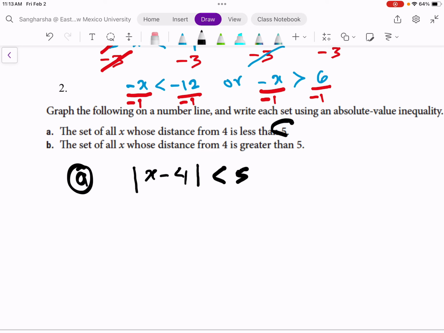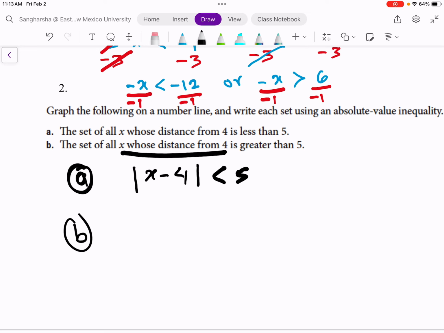So the set of all x whose distance from 4 is less than 5 is the same as the absolute value of x minus 4 is less than 5. For number B, we have the set of x whose distance from 4 is greater than 5.